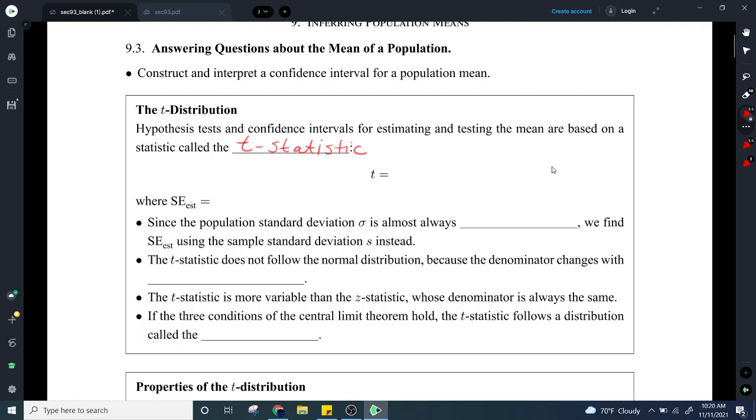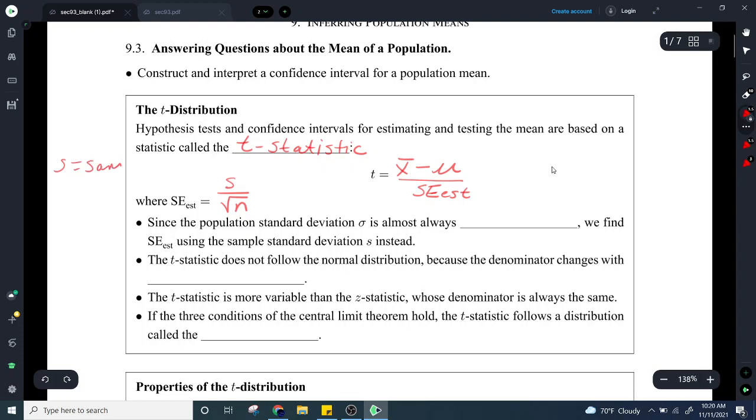And the formula we're going to use is very similar to what it was for z-scores. We're going to use x bar minus mu divided by the estimated standard error. And then the estimated standard error, this time we're going to use S divided by the square root of n. N, of course, is still our sample size. However, we don't know the population standard deviation most of the time. And so for that reason, we have to use S. S represents, I'm sorry, not sample size, sample standard deviation.